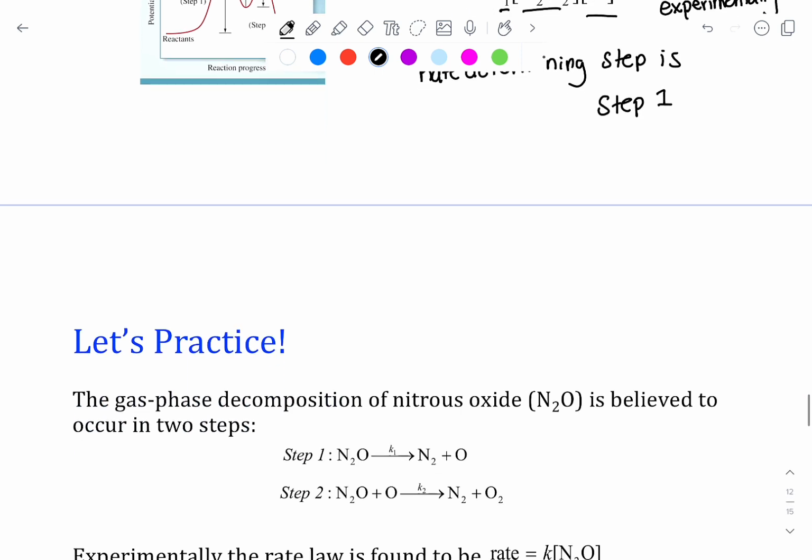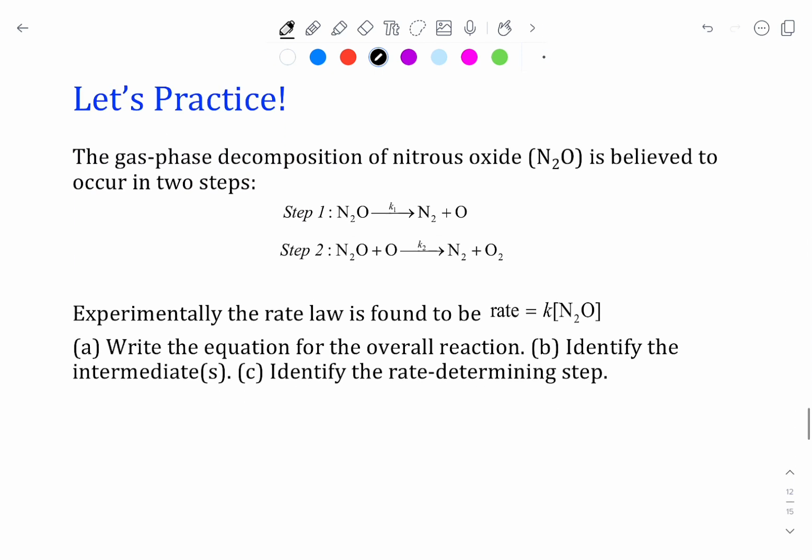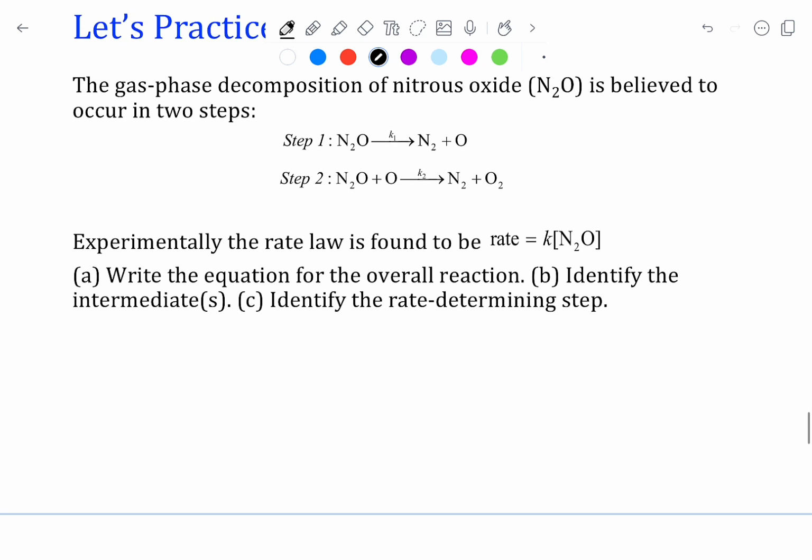Let's practice this a little bit more. The gas-phase decomposition of nitrous oxide, N2O, is believed to occur in two steps. Experimentally, the rate law was found to be rate equals k times the concentration of N2O. We have three questions that we need to answer. First, write the equation for the overall reaction. Identify the intermediate or intermediates. And then identify the rate determining step.